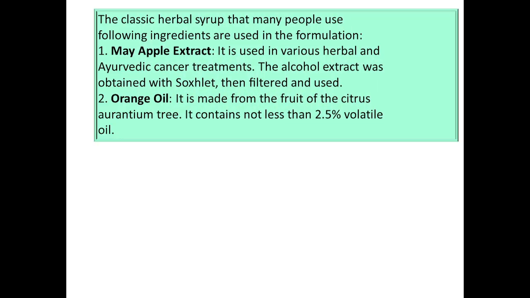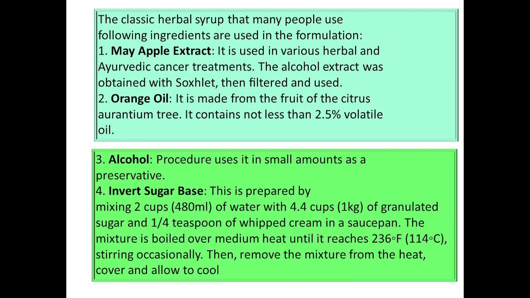One more example of herbal syrup, that classic herbal syrup that many people use. The following ingredients are used in the formulation. In that, May apple extract is used in various herbal and Ayurvedic cancer treatments. The alcohol extract was obtained with oxalate and then filtered and used. So the extract is prepared by the oxalate extraction method, then it is filtered and used.